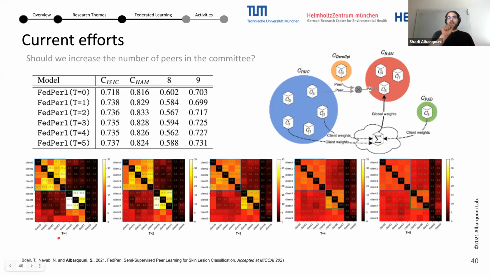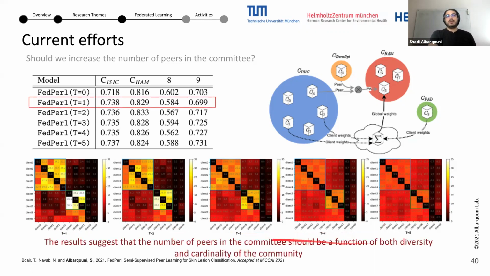But what you could observe is that when we add more peers to the learning, then more or less all the clients become somewhat similar to each other. So the take-home message from this experiment is that the number of peers that you need to send to the target client should be a function of both the diversity and cardinality of the community.